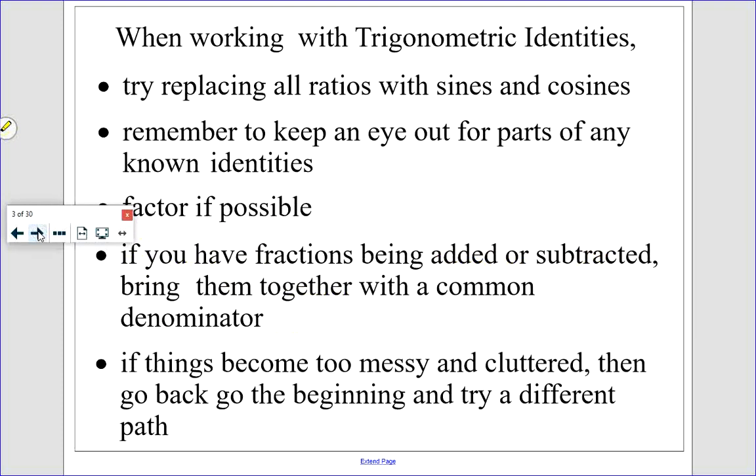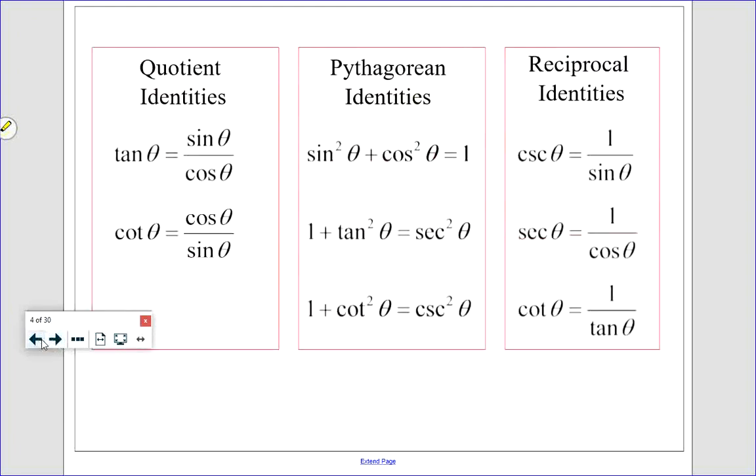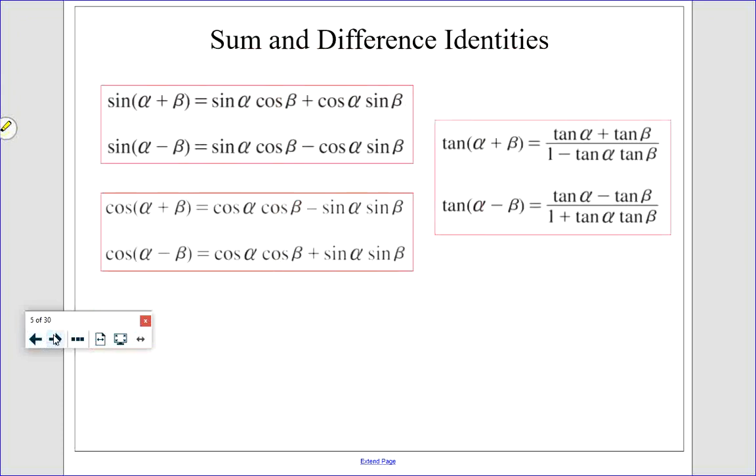Now the rest of this is all about identities, and we've talked about this enough times. I'm just going to go to all the identities first. Look at this. But they're on your formula sheet. You got quotient identities. You got Pythagorean identities. You got reciprocal identities. You got a sum and difference identity for sine, a sum and difference identity for cosine, a sum and difference identity for tangent.